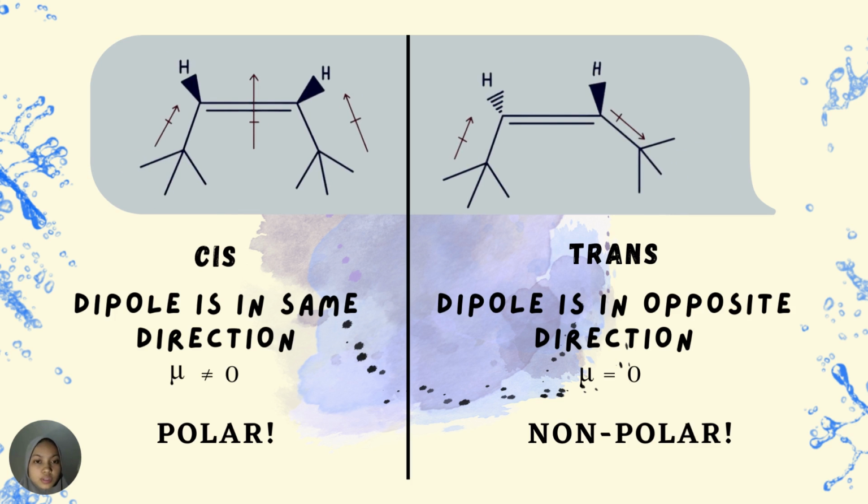This diagram shows the polarity of the 2 isomers. The first one is the cis isomer, in which the dipoles are in the same direction, hence the net dipole is not equal to 0. Whilst for the trans isomer on the right side, the dipoles are in opposite directions and the net dipole is equal to 0. This proves that the first compound, the cis isomer, is polar, and the second, the trans isomer, is non-polar.